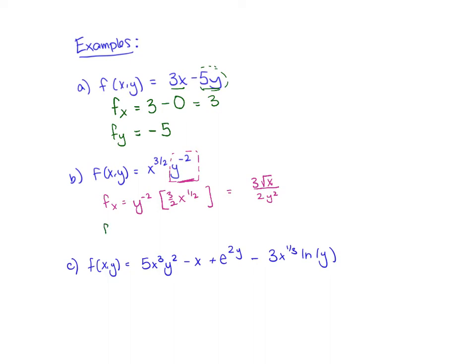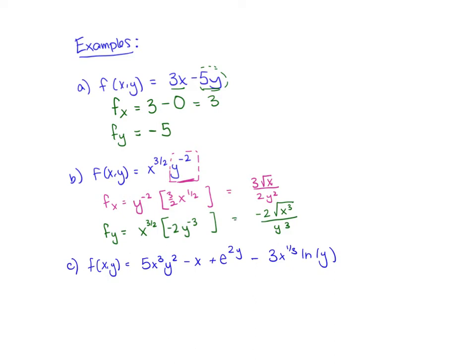For the next one, partial with respect to y, now x is a constant, so this x to the 3 halves is just a constant, which is multiplied by my function. So it's going to come along when I take the derivative. And then I take the derivative of y to the negative 2, which is negative 2 times y to the negative 2 minus 1, which is negative 3. So again, if I wanted to simplify this down, I could have negative 2x cubed square rooted all over y cubed, or we can just leave it the way it was. All right, it's getting a little more complicated as we go.